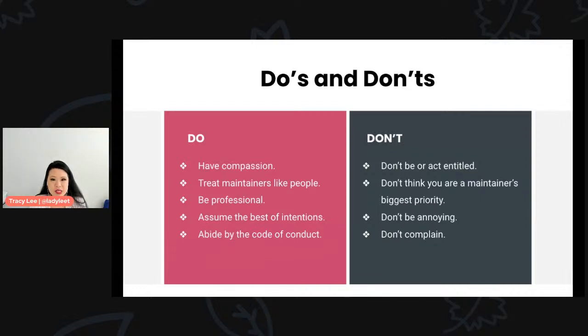I think for the don'ts, don't act or be entitled, just be nice, be patient. Don't think you're the biggest priority. It's difficult because a lot of maintainers have full-time jobs and then a full-time job in open source. So just imagine having to do all that and juggle so many things.